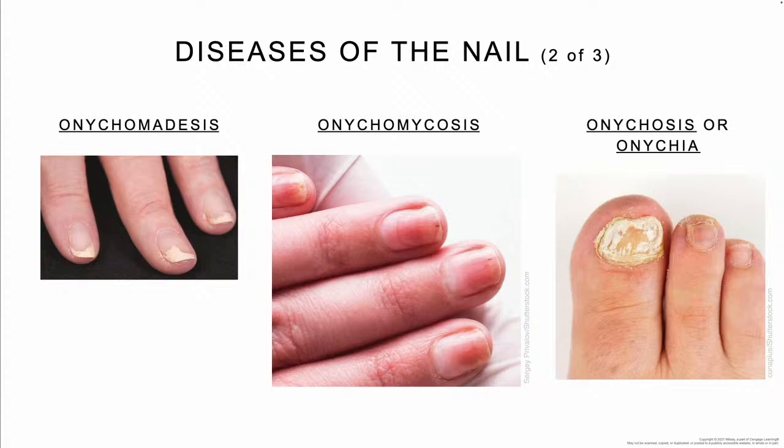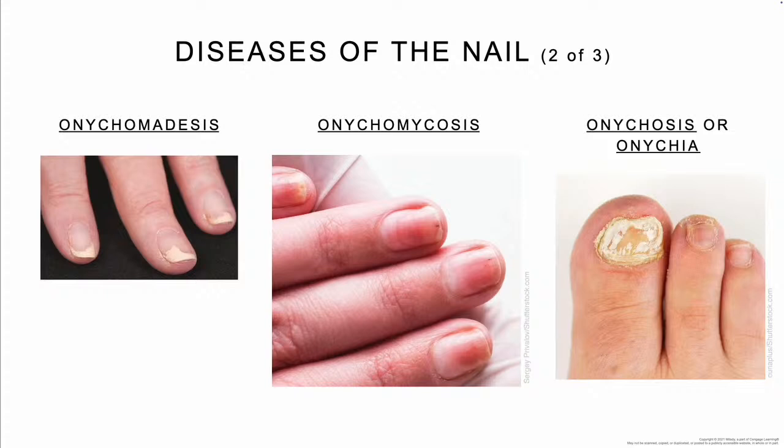All right, now these next ones are getting a little more detailed. Onychomadesis. This one is very similar to onycholysis, but it's a little bit different. Onychomadesis is separation and falling off of the nail plate, different than onycholysis, because onycholysis is just separation. In this case, the nail is going to fall off.